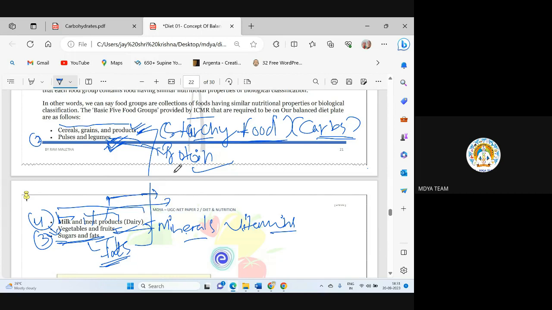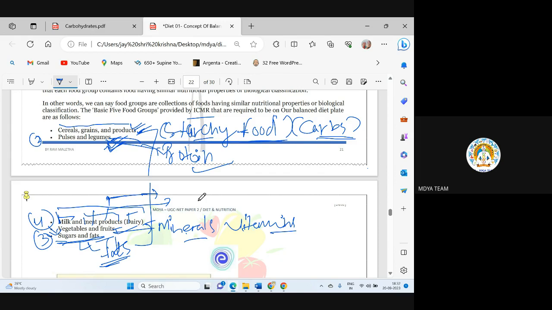Now there is a very good thing and we should be proud of our tradition. If we compare it with the Indian thali, we are having chapatis and rice. That is the first food group, cereals, grain and products. We are having dal, which contains pulses and legumes. We are also having vegetables and fruit. We also use oil to cook our food, that is the sugar and fat category, and we are having curd and milk, which is the milk and meat product, dairy product category.